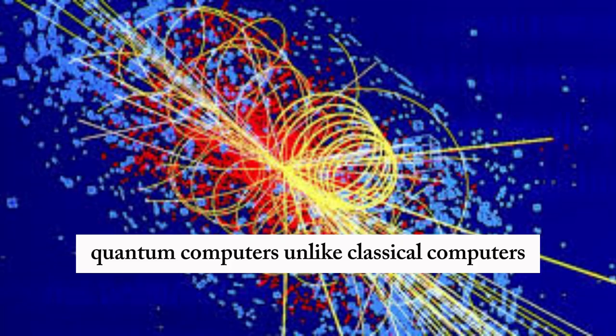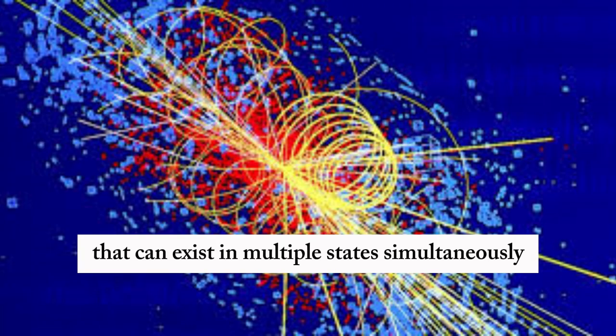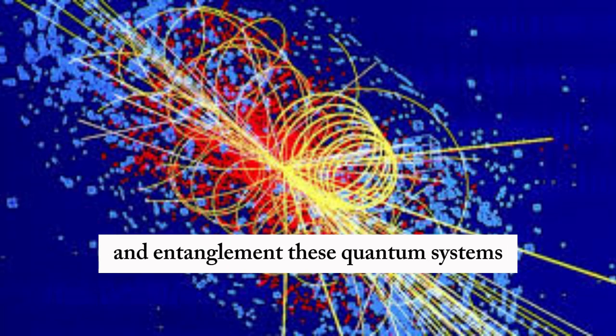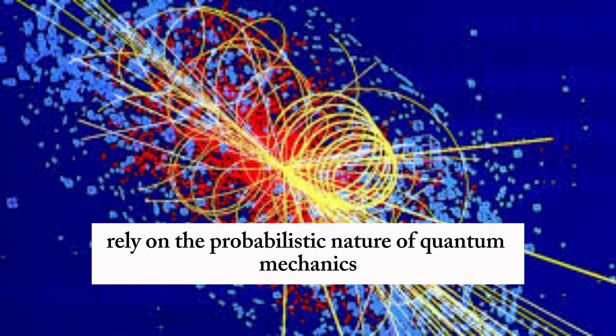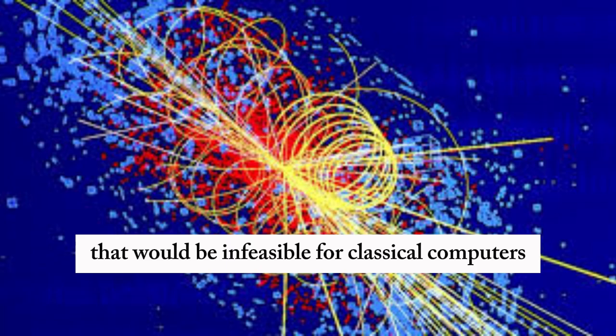Quantum computers, unlike classical computers, use qubits, quantum bits, that can exist in multiple states simultaneously, thanks to the principles of superposition and entanglement. These quantum systems rely on the probabilistic nature of quantum mechanics to perform calculations that would be infeasible for classical computers.